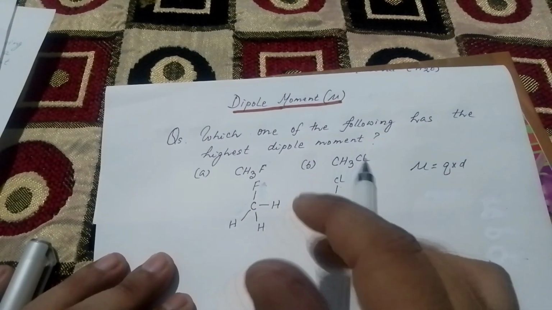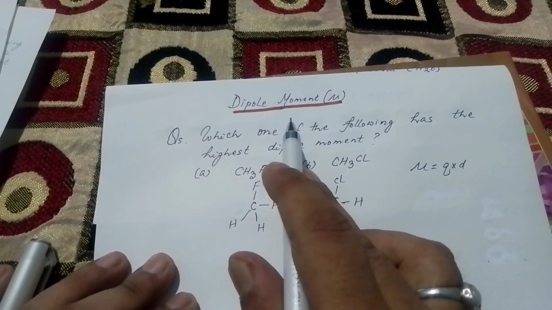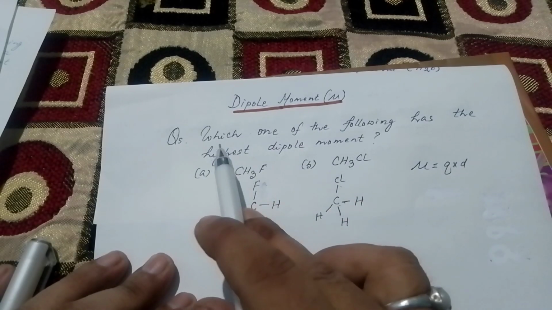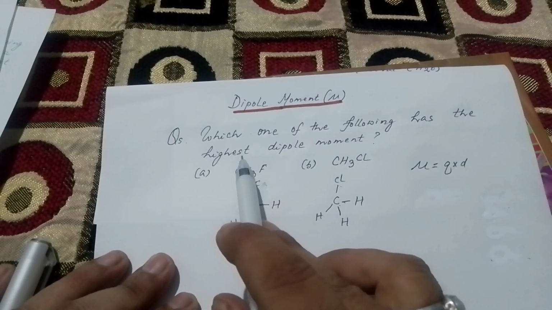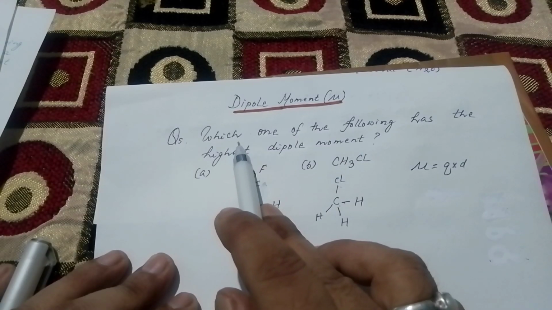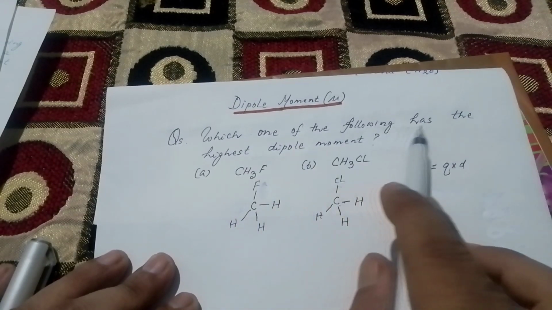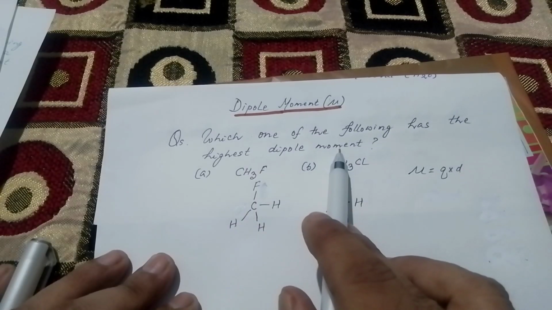Welcome, class 12 chemistry, unit 10, haloalkanes and haloarenes. Today we are going to deal with one very important question which usually comes in your board exam also. Which one of the following has the highest dipole moment?